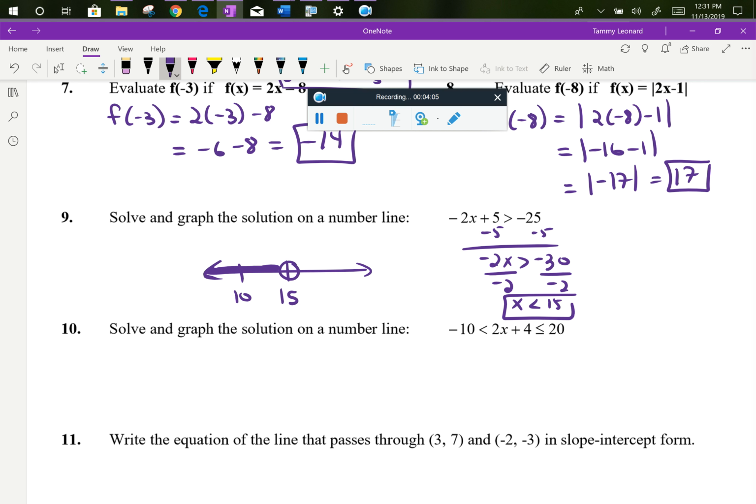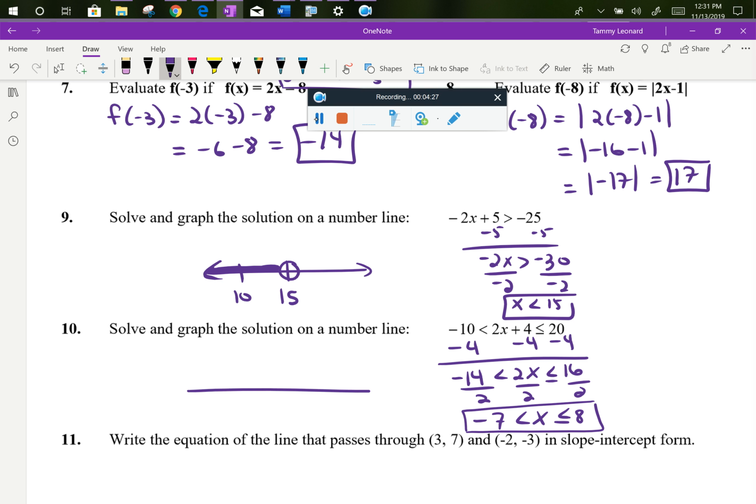Solve and graph the next problem. We have a compound inequality. We'll start by subtracting 4 from all 3 sides, so negative 14 is less than 2x, which is less than or equal to 16. Then we need to divide all 3 sides by 2, which conveniently does go evenly, and we have negative 7 is less than x, which is less than or equal to 8.